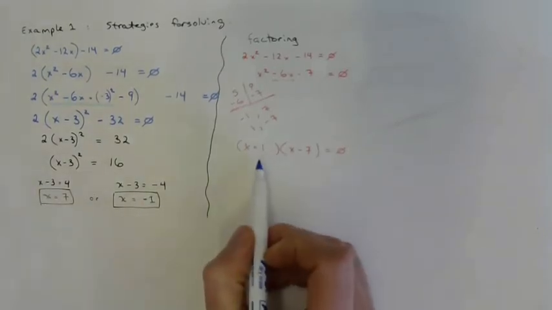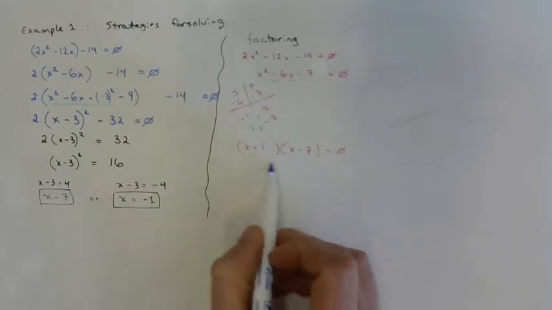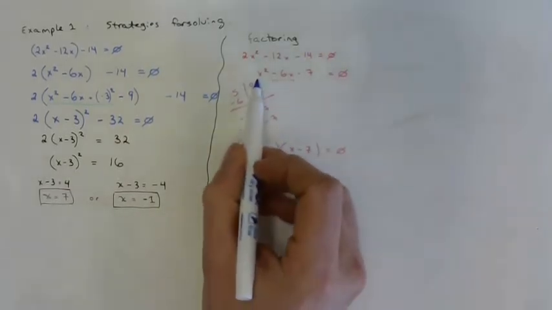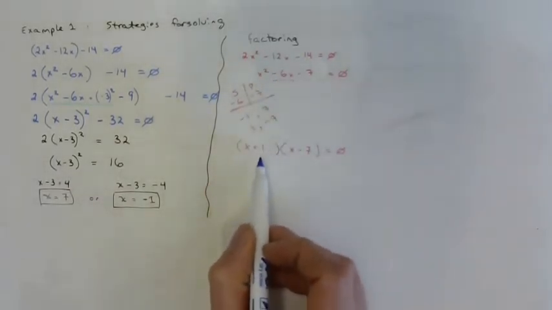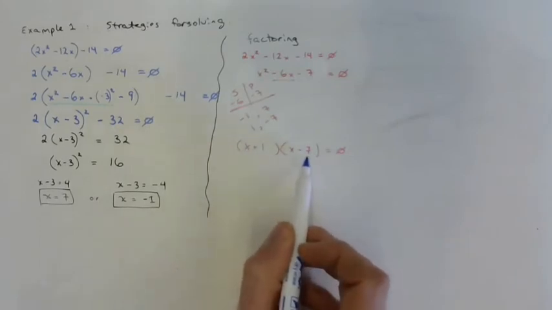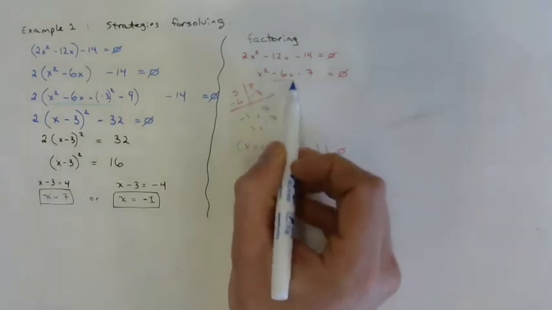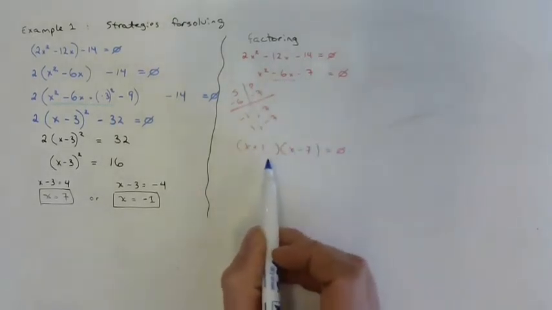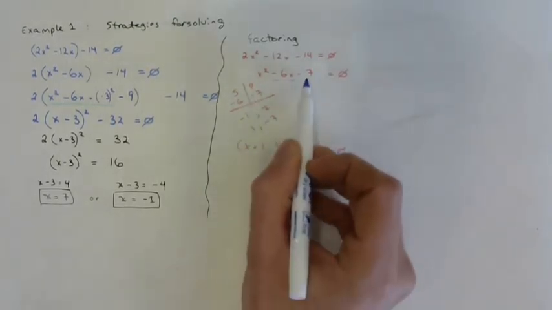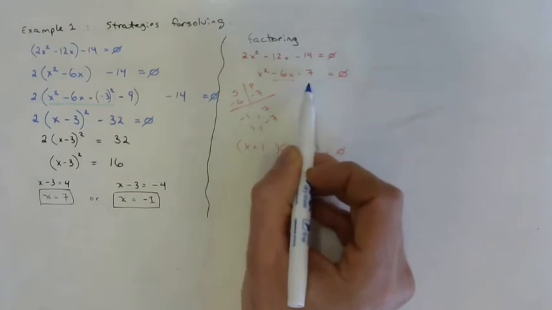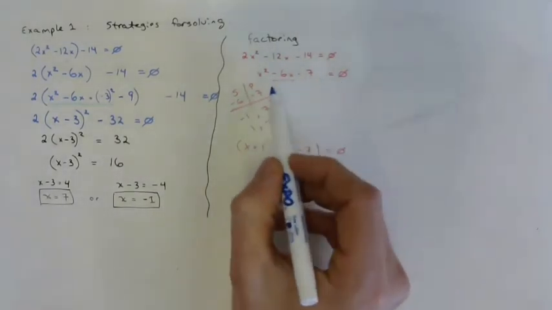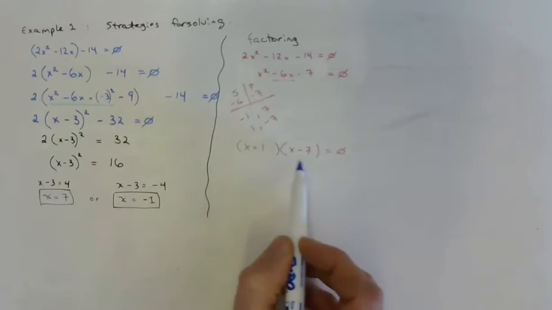But basically, if you think about it backwards, if you FOILed this thing out, you would go x times x, which is right there, x squared. You'd have x times -7, which is -7x, and you'd have 1 times x, that's 1x. You put those together, you'd have -6x, which is right there. And then you do last times last, which is 1 times -7, which is right there. Okay, they are the same thing. This one is in standard form. This is in factored form.